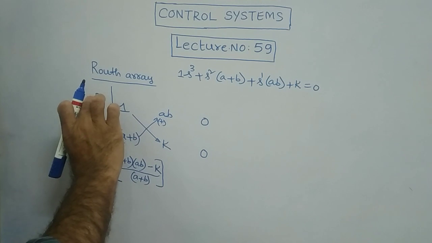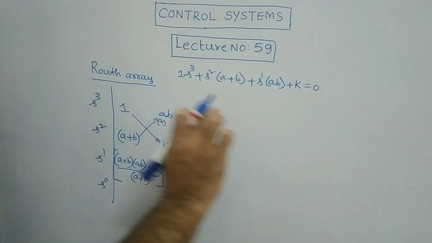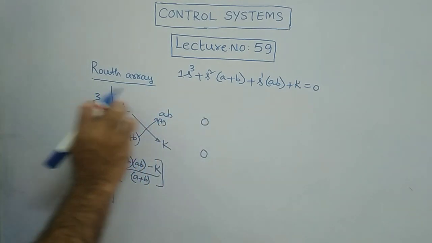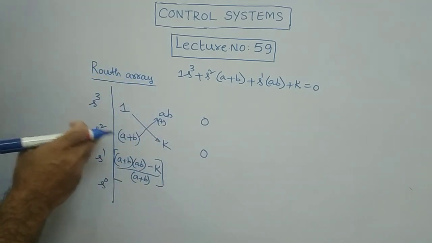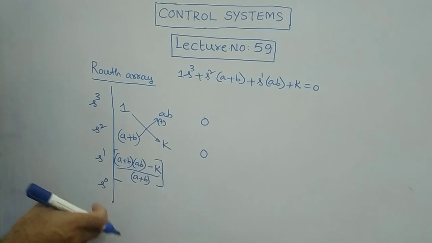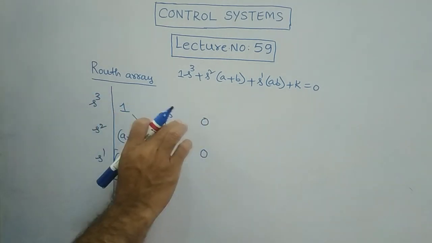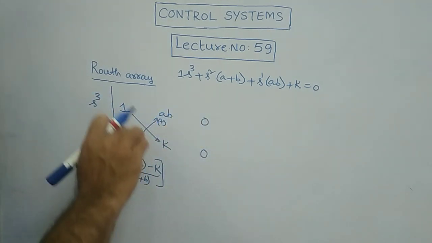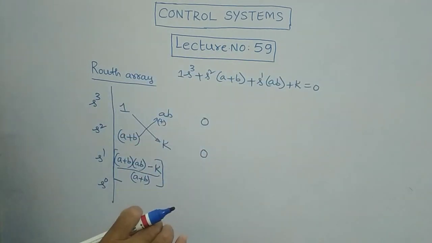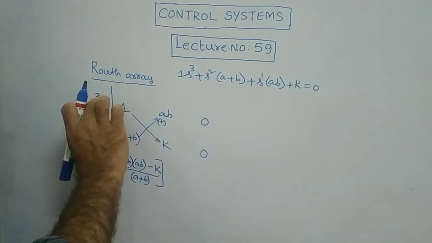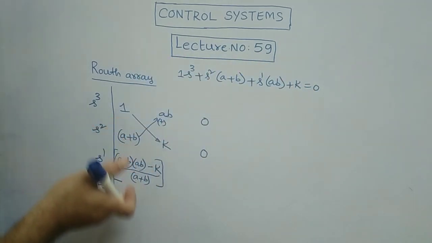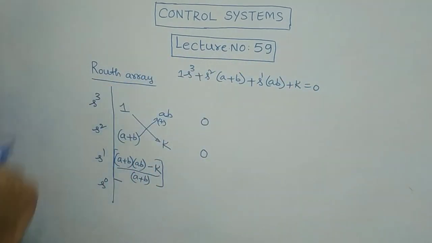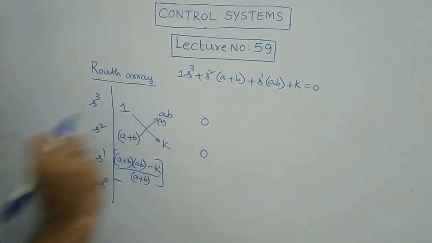You consider first two highest powers only. If it is s power 6, I mean starting from s power 6 and then s power 5 only. And the remaining, s power 4, 3, 2, all should be calculated from these two rows only. You must consider the first two rows' values from the given expression, and then the remaining values can be calculated from these two rows by using the elements of these two rows.